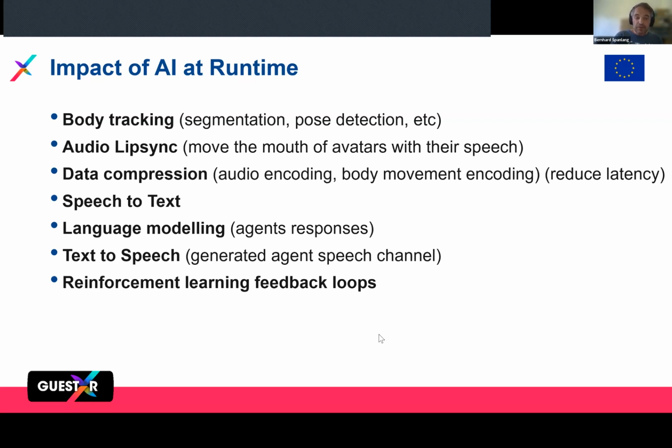And again, speech to text, to understand or transcribe speech and translate it into a specific language. And then again, language modeling to create text that can then be spoken by an avatar. And in general, as in the GuestXR system, we have these reinforcement learning feedback loops that would learn from people's behavior and then try to influence it to create better collaboration and resolve conflicts.